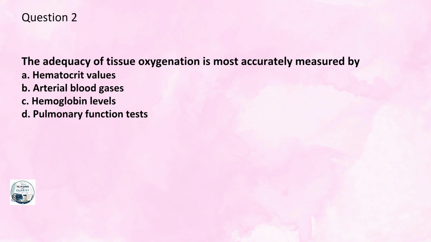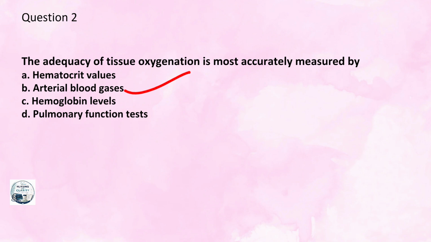The adequacy of tissue oxygenation is most accurately measured by: A. Hematocrit values, B. Arterial blood gases, C. Hemoglobin levels, D. Pulmonary function tests. Answer is ABG, because tissue receives oxygen only after oxygen is carried by arterial blood.